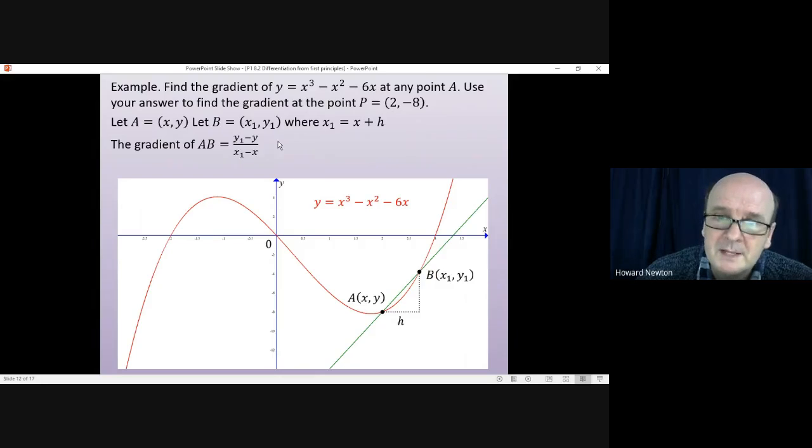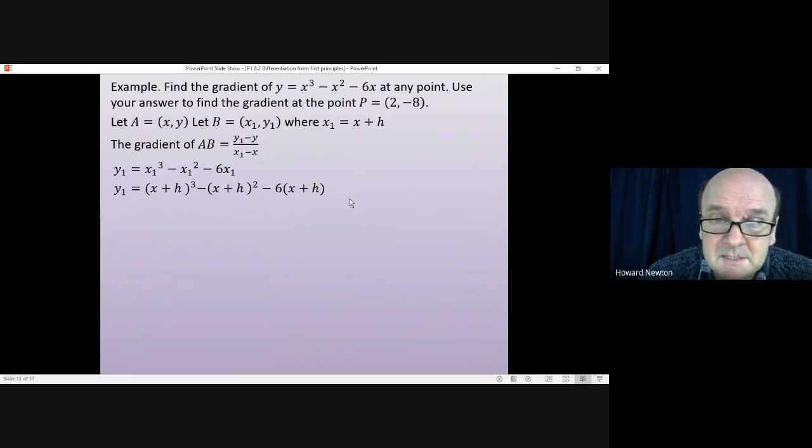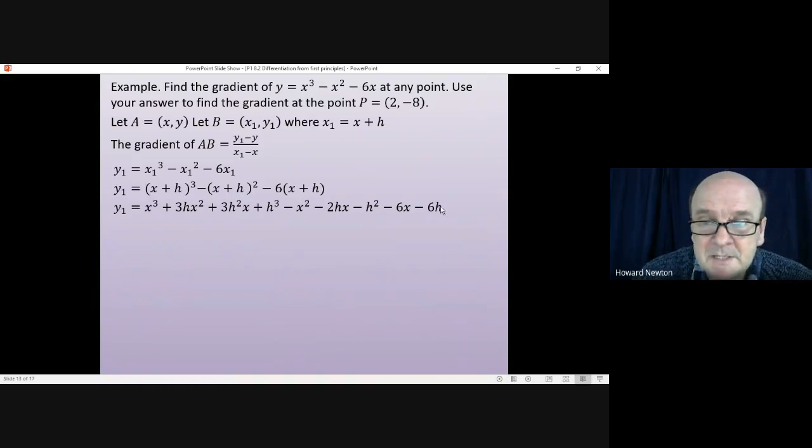So y1, that's the only point that requires a little bit of work. Now, what does y1 equal? Well, you'd substitute x1 into the equation. So y1 is equal to x1 cubed minus x1 squared minus 6x1. But we know what x1 equals. x1 is equal to x plus h. So we can substitute x plus h in for all of these values of x1, and that'll give us this. Then we multiply out the brackets. Multiplying out the brackets will give you all of these terms. Tidying things up a little bit will give us that.